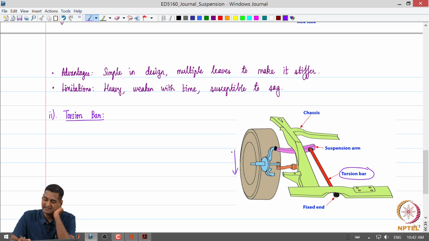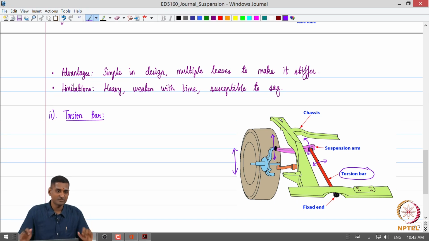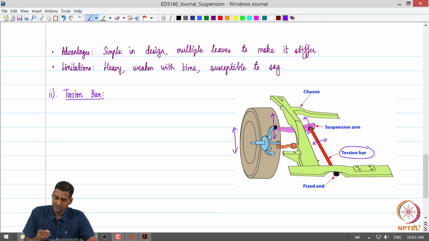So, as the wheel travels up and down, the suspension arm is going to act like a lever, right. Because this is going to travel up and down, what will happen? The other end of this torsion bar is fixed to the vehicle frame. So, this motion is going to twist the torsion bar, and the torsion bar has a torsional stiffness, through which it stores the energy coming in due to the vibrations. Okay. So, that is the simple realization of a torsion bar.